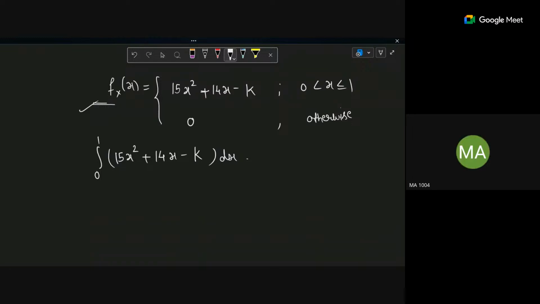Let's try it again. If this is your PDF, then what's the value of k for which this should work? 11 or 12, two options are there for you. It's 11. Is everyone clear how to find this value of k?